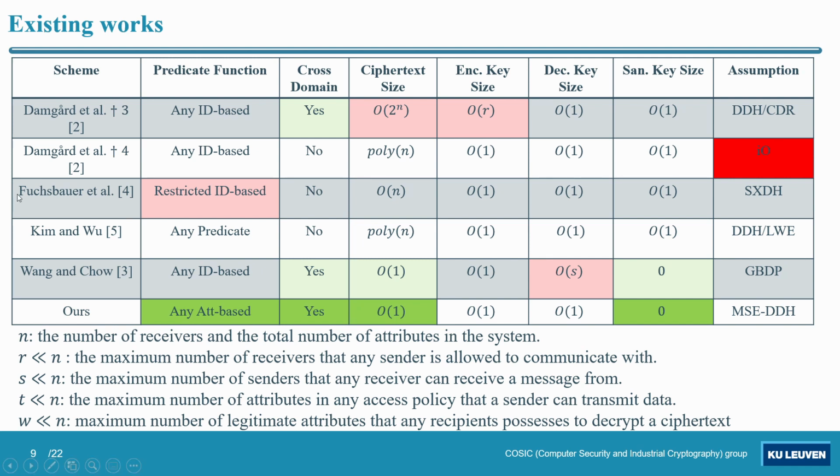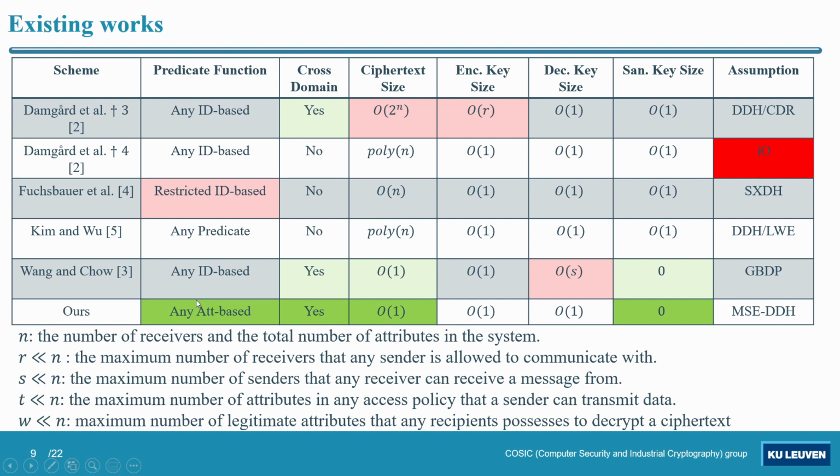In another work by Fuchsbauer et al. at PKC 2017, they consider a restricted identity-based predicate function where the size of the ciphertext is linear and the rest of the parameters are constant, based on the standard assumption. But as we discussed already, this only covers a restricted class of predicate functions. Kim and Wu consider a fine-grained approach for access control encryption by taking functional encryption and signature schemes. But the size of the ciphertext, as you can see, is polynomially large, and it is also not compatible with the cross-domain approach.